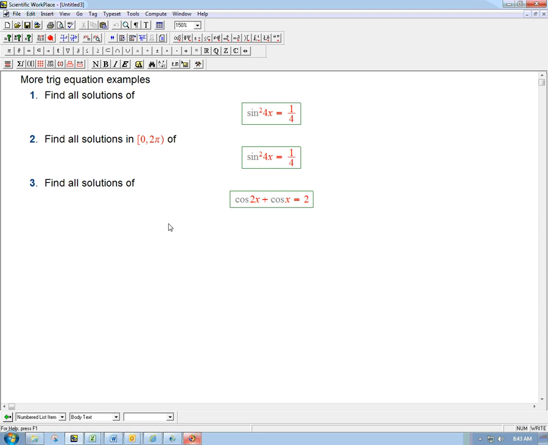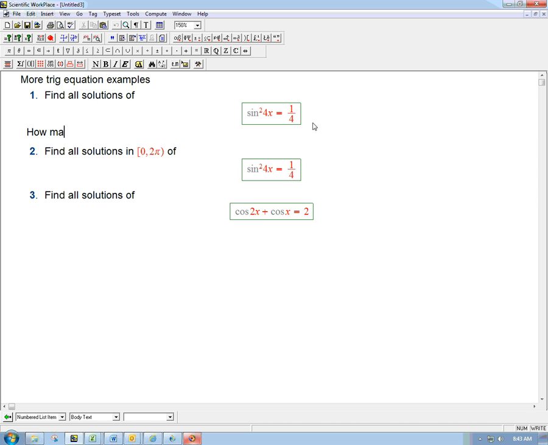More examples of solving trig equations. First, we have one that says find all solutions of sine squared 4x equals 1/4. The big thing always with any kind of algebra is how many times does the variable appear? Okay. If it's just once, and in this case, then we're really just stripping off layers. And what's the outer layer?